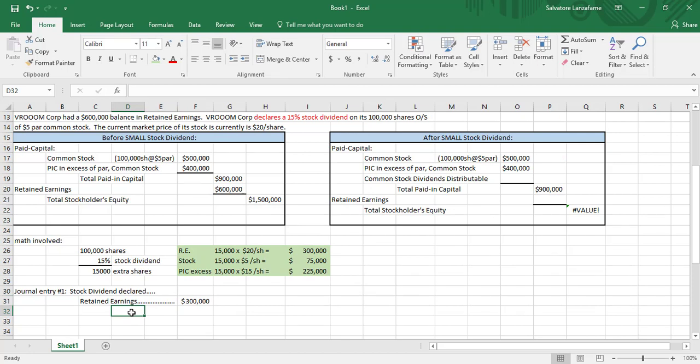You then want to credit the stock account. Whenever we have credited the stock account, we've always credited it at par, and we're still going to do the same thing. However, we haven't actually given them the stock yet. We're promising to give them the stock, so we have to use a temporary account called common stock dividends distributable.